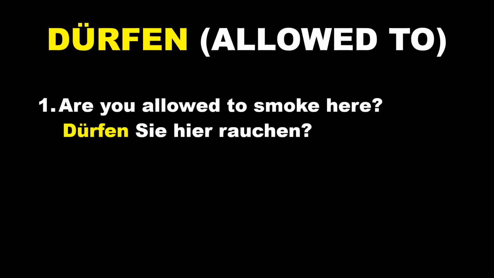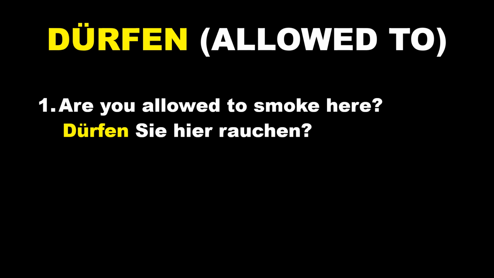Let's take the next verb, dürfen, which means allowed to. The first example here is, are you allowed to smoke here? It's a question. So definitely it's a ja, nein Frage, yes, no question. So we have to start the sentence or the question using the modal verb. Dürfen Sie hier rauchen? Now, even though it's a question, it's a yes, no question. That is why we have to take the verb from the second position to the first position. Dürfen Sie hier rauchen? Main verb rauchen at the end of the sentence in infinitive form.